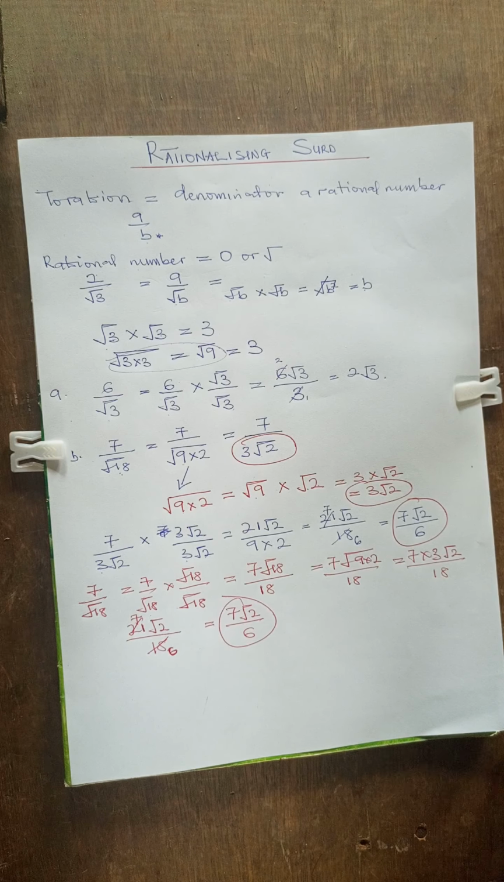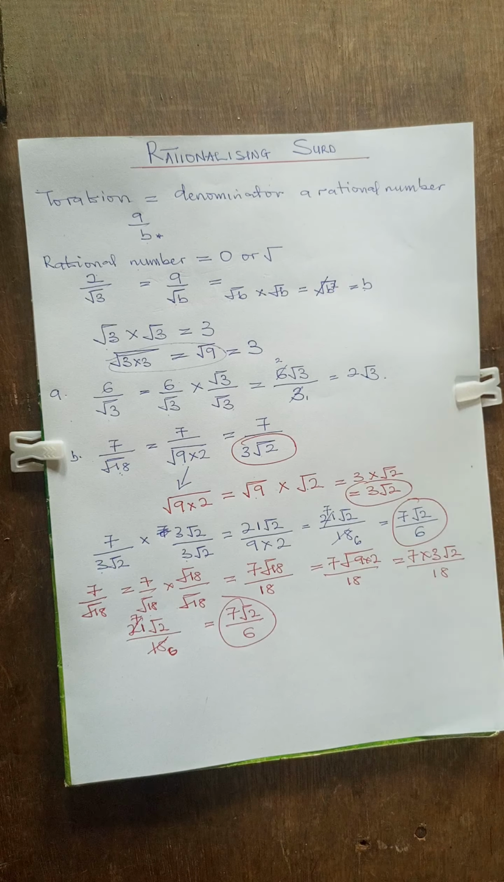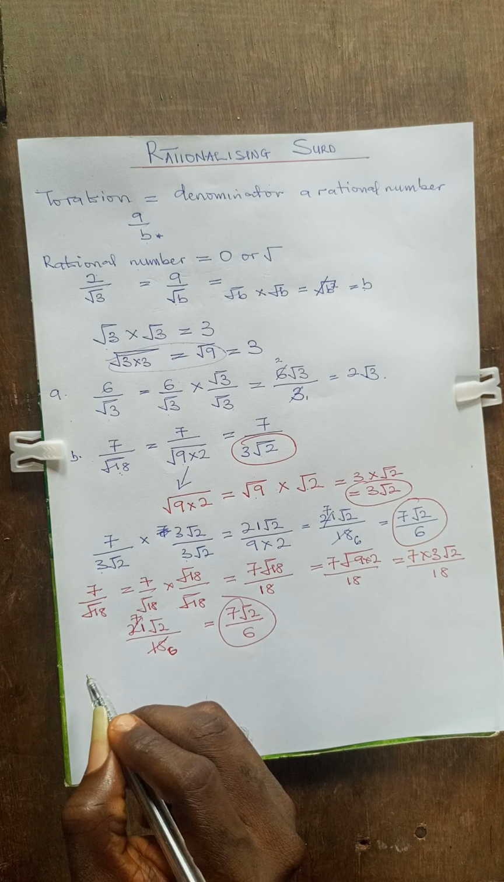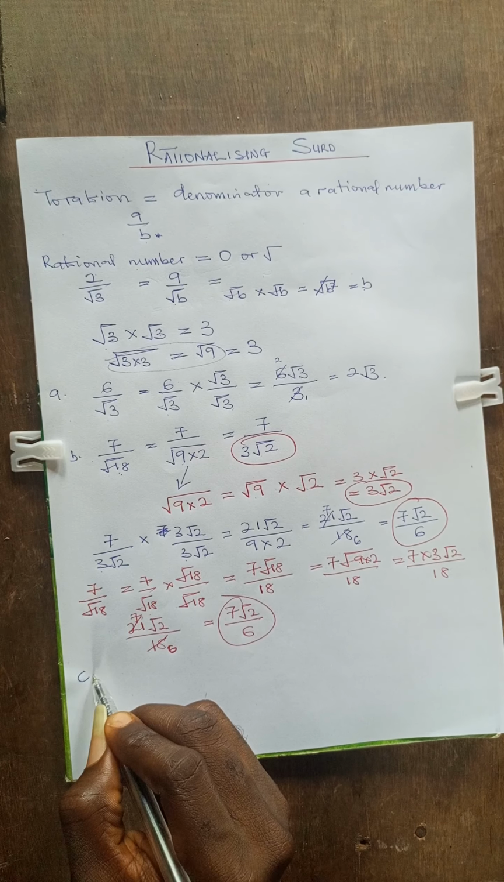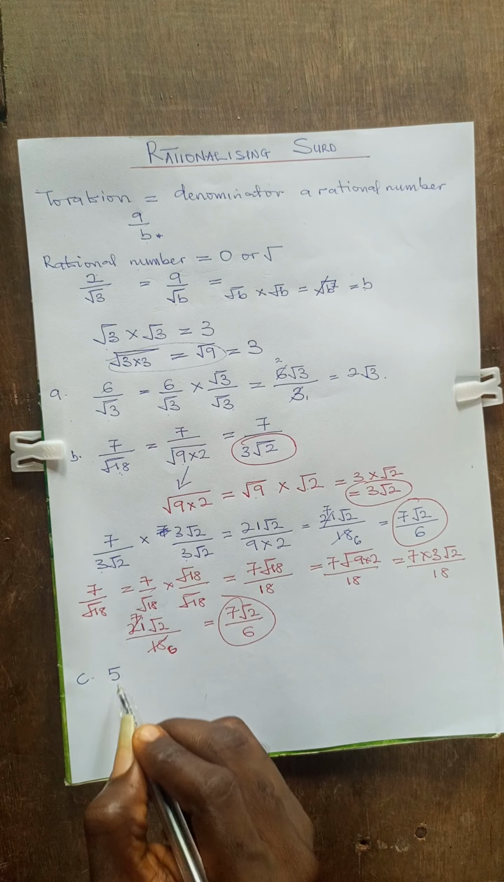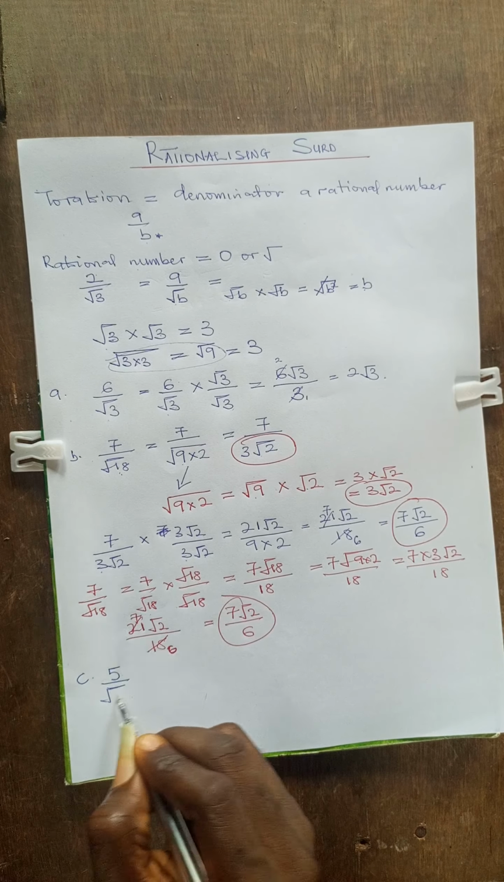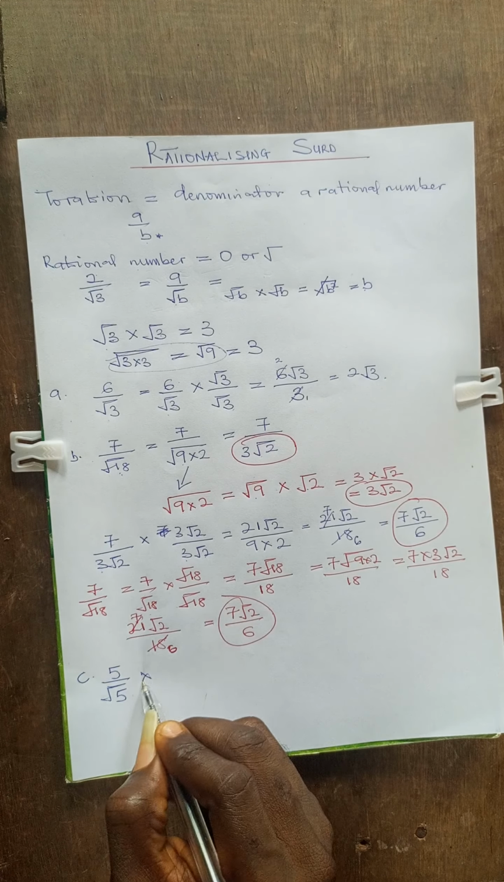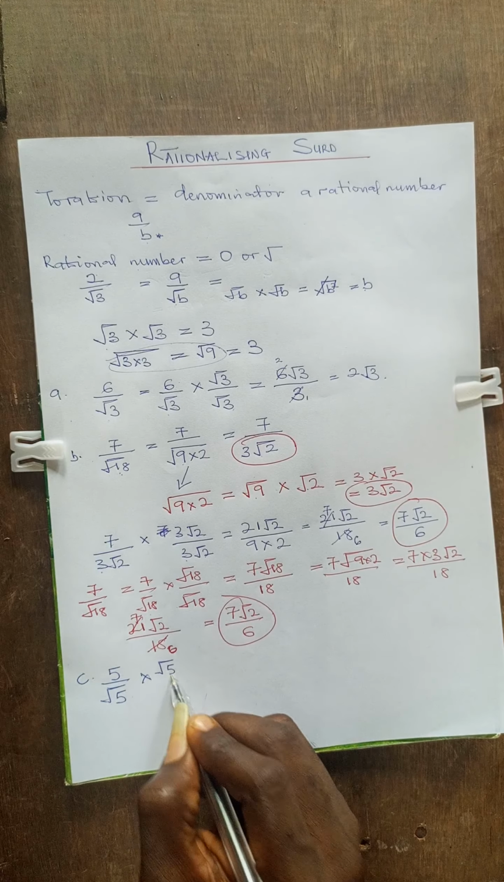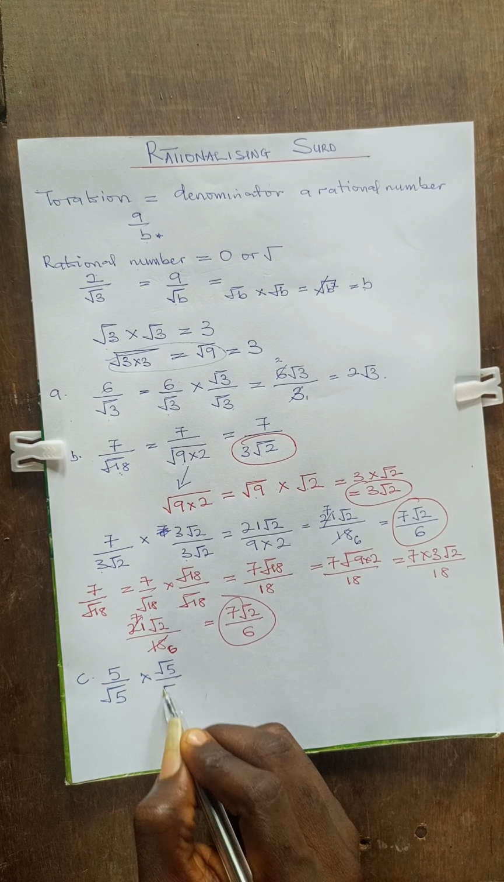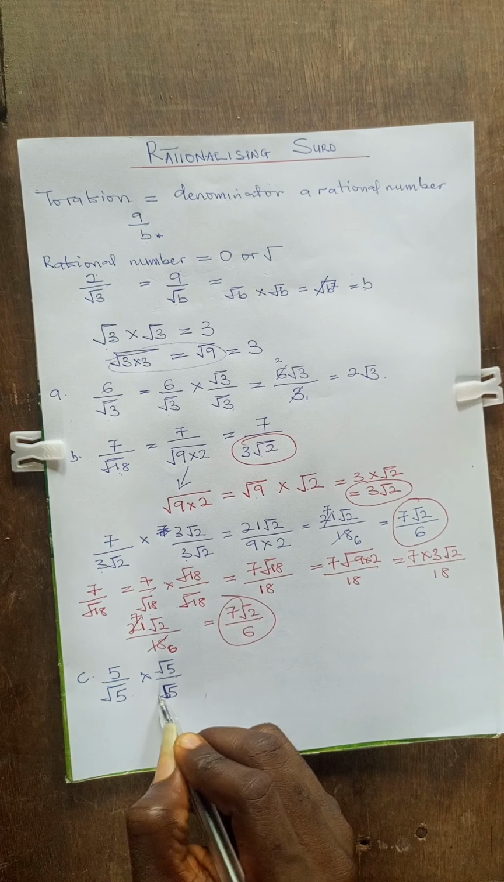You make your work simple. I'm going to look at one example before we move on. One last example. So if you get C, we get 5 over root 5. This one is simple and straightforward. Just multiply the two sides by root 5. Multiply these two sides by root 5.